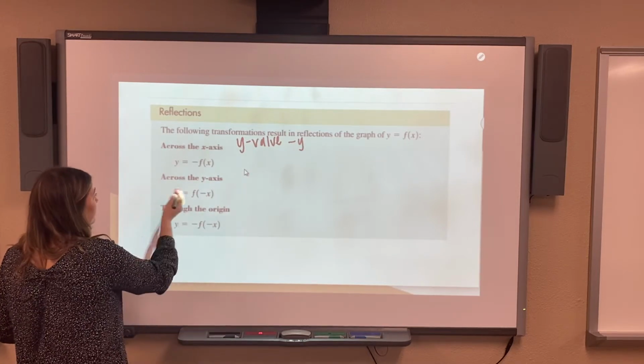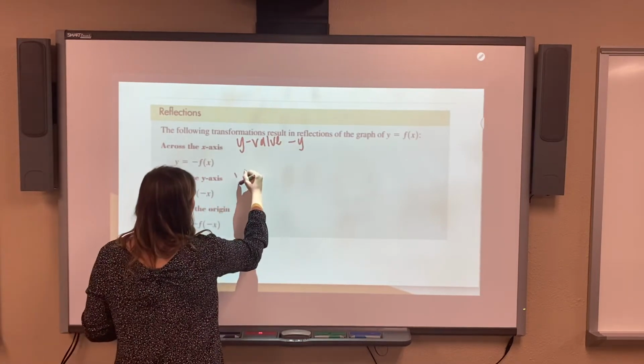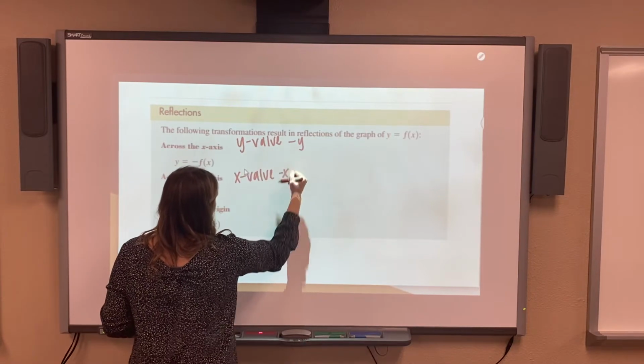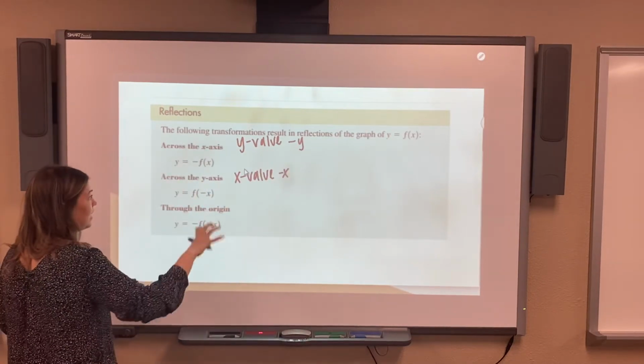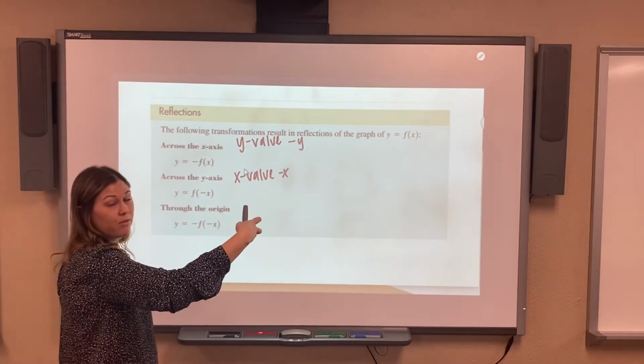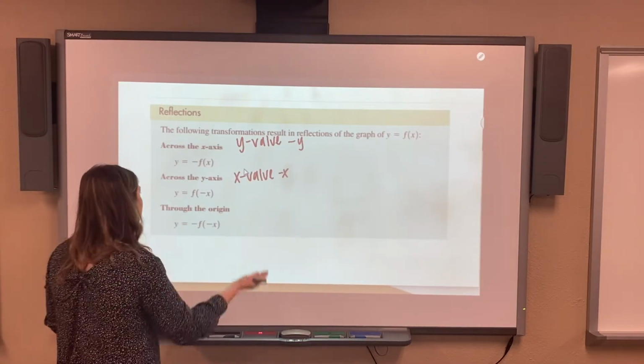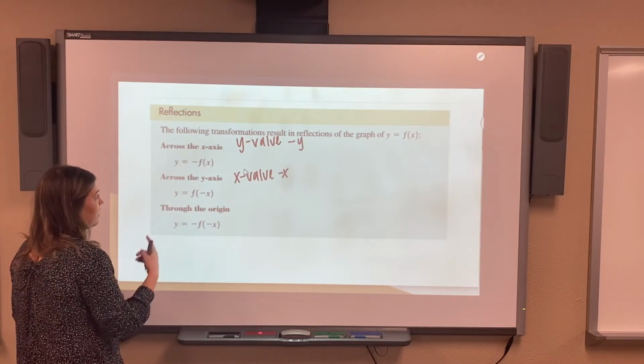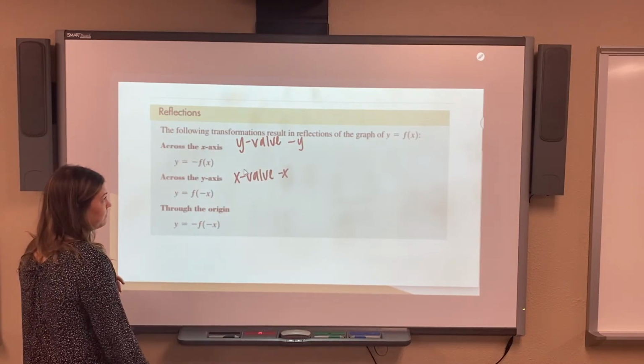Okay, if it's reflected across the y-axis, your x value is negative. And so we would plug in a negative x for your equation. Once you solve, then it would be a reflection across the y-axis. And then through the origin, you have a negative x and a negative y.